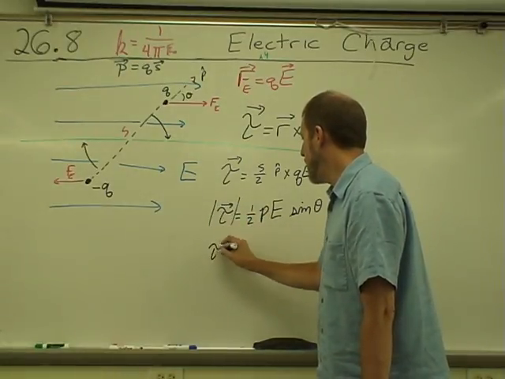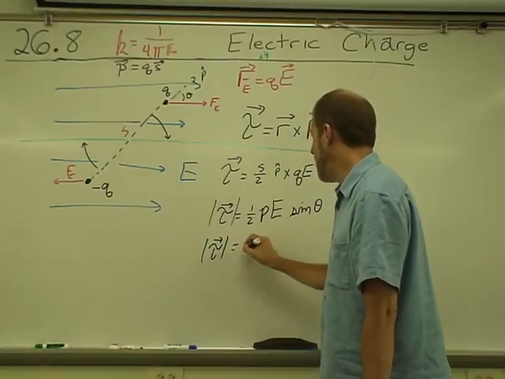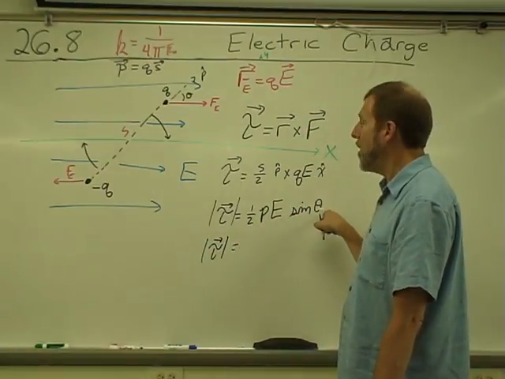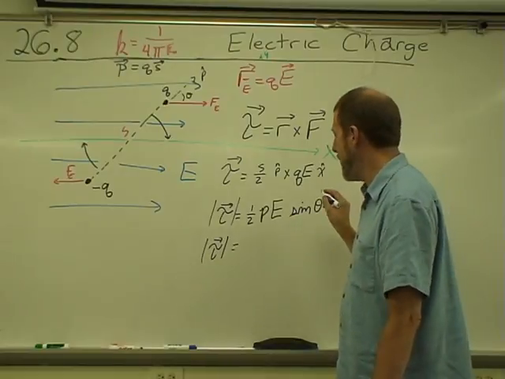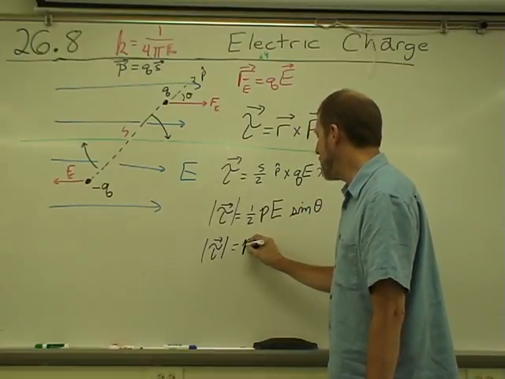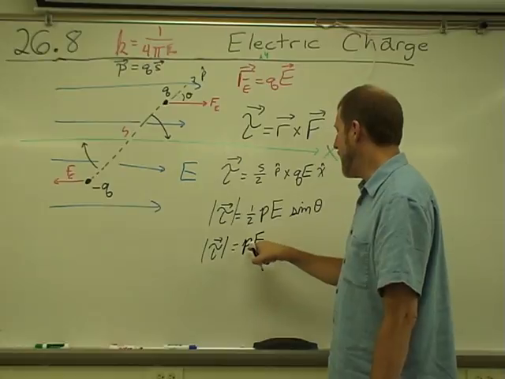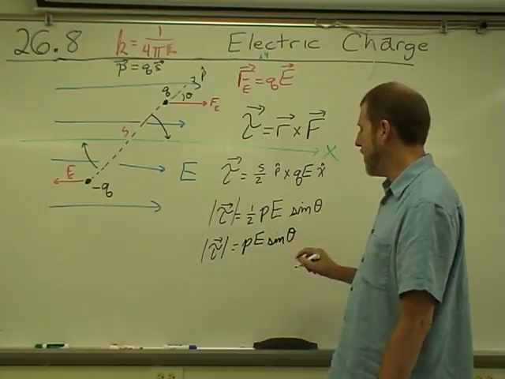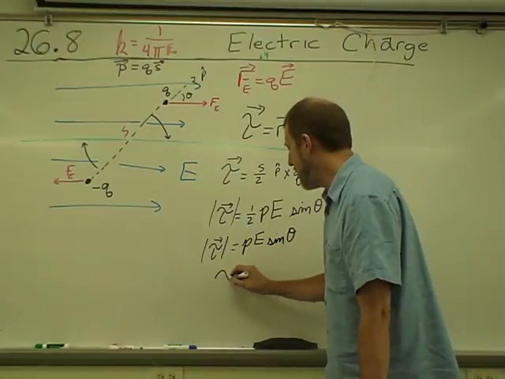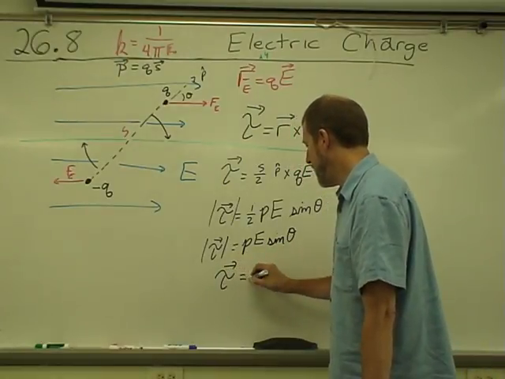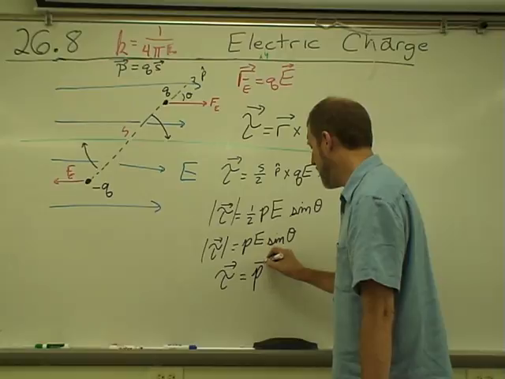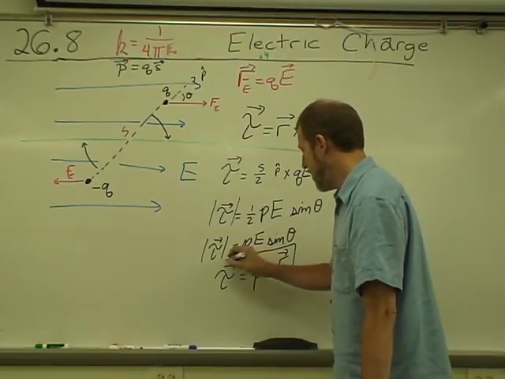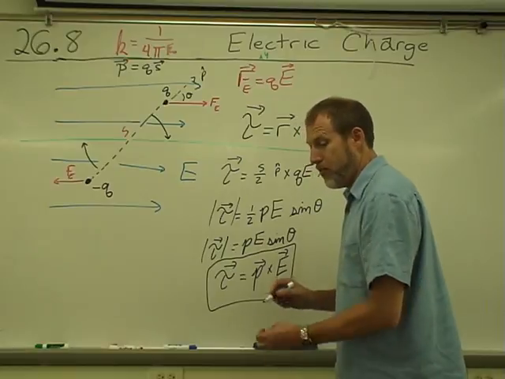So the magnitude of the torque is 1/2 pE times the sine of theta plus 1/2 pE times the sine of theta. So 1/2 plus 1/2, or just 1, the vector p times the vector E times the sine of the angle between them, which I can write as the vector p crossed onto the vector E.